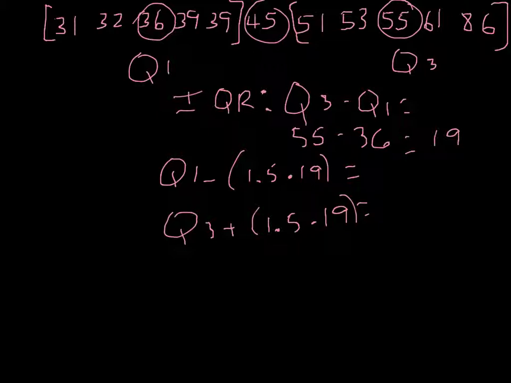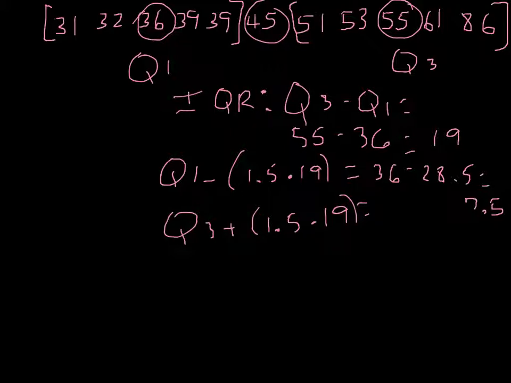So quartile 1 is 36. 1.5 times 19 is going to be 28.5. So when we subtract that, we get 7.5. So we don't have any numbers in the data set lower than 7.5. So on the left side of the data set, near the minimum at 31, we don't have anything lower than that. So it's going to be no outlier on that one.